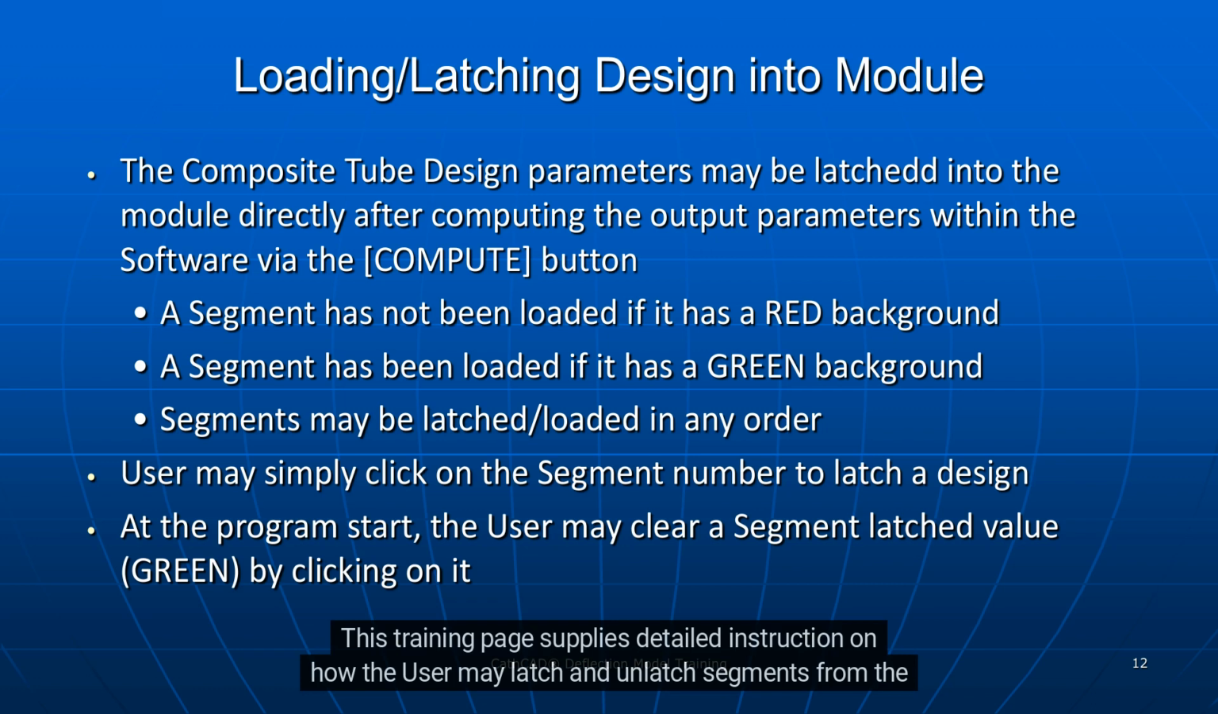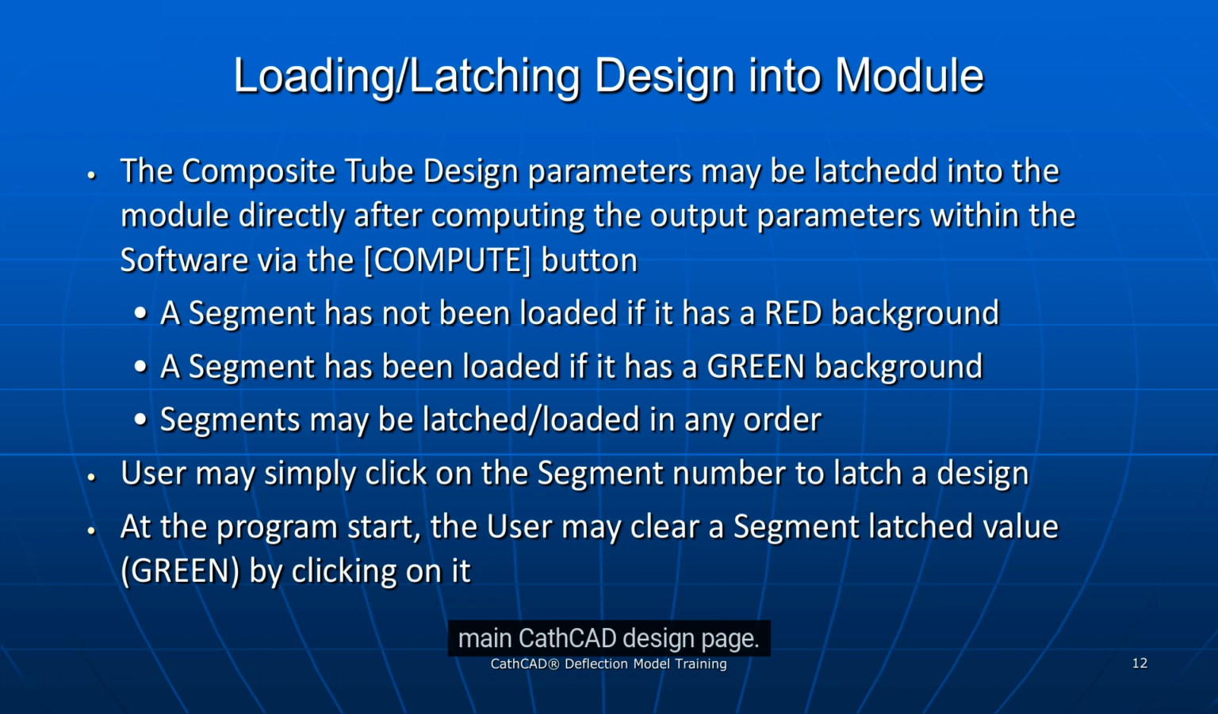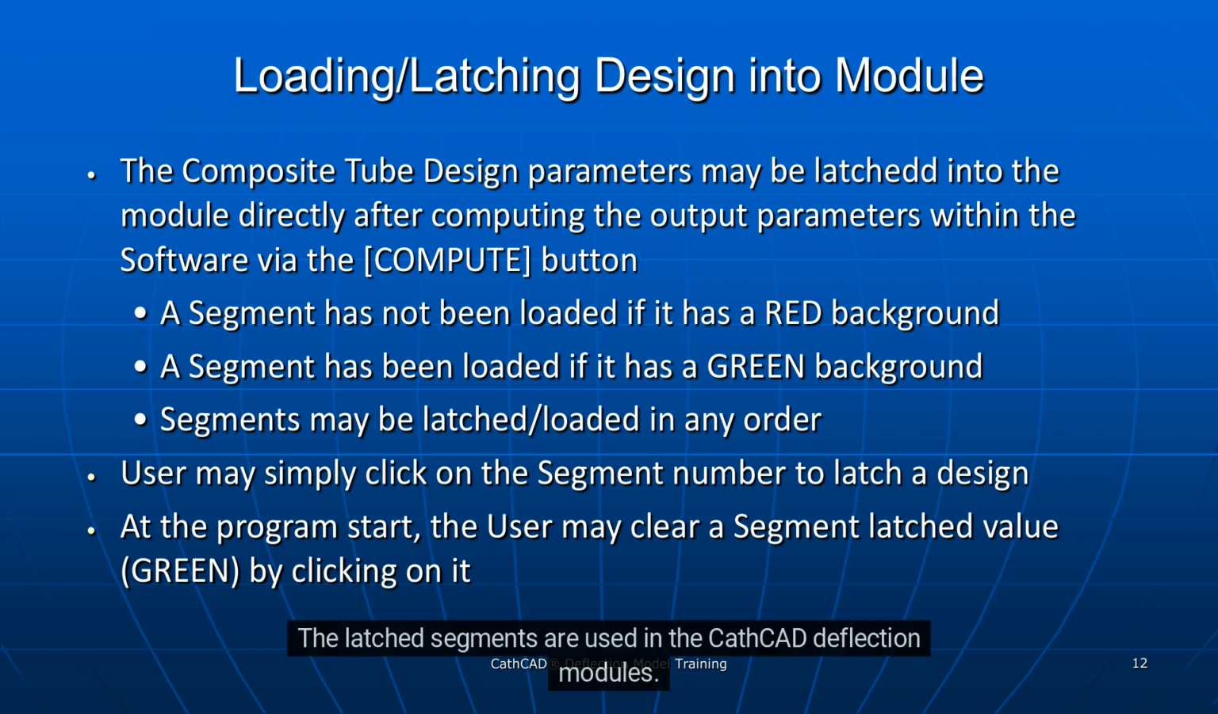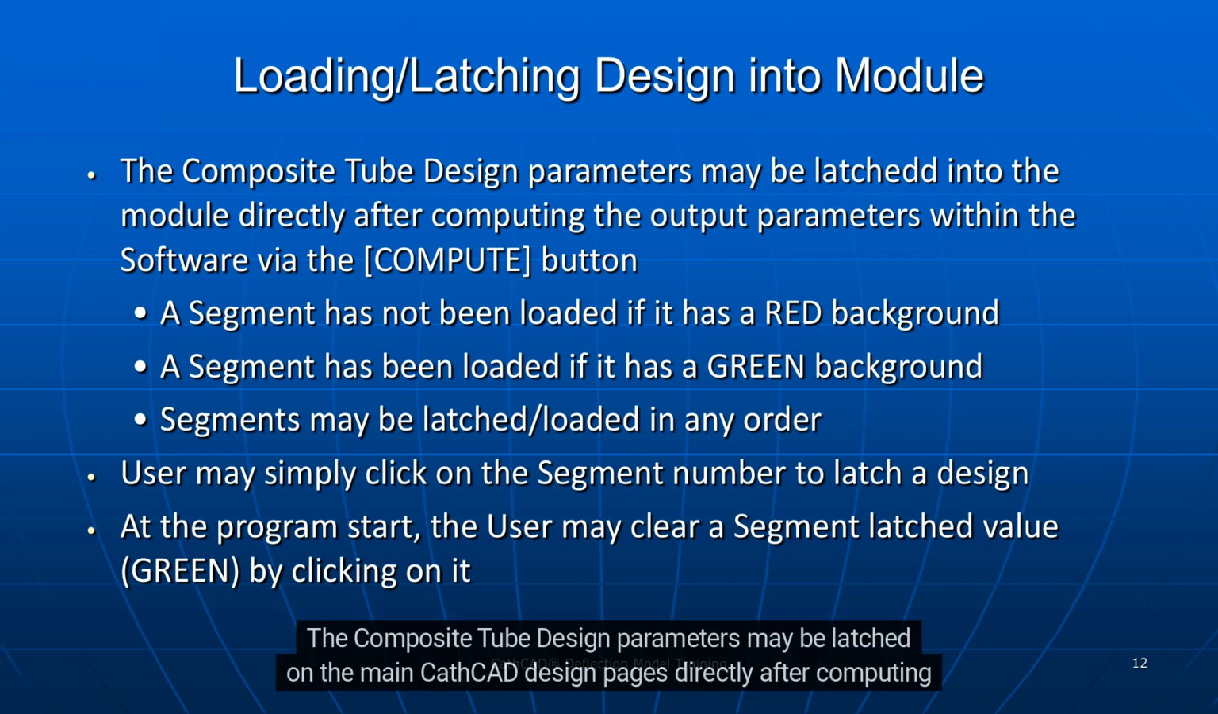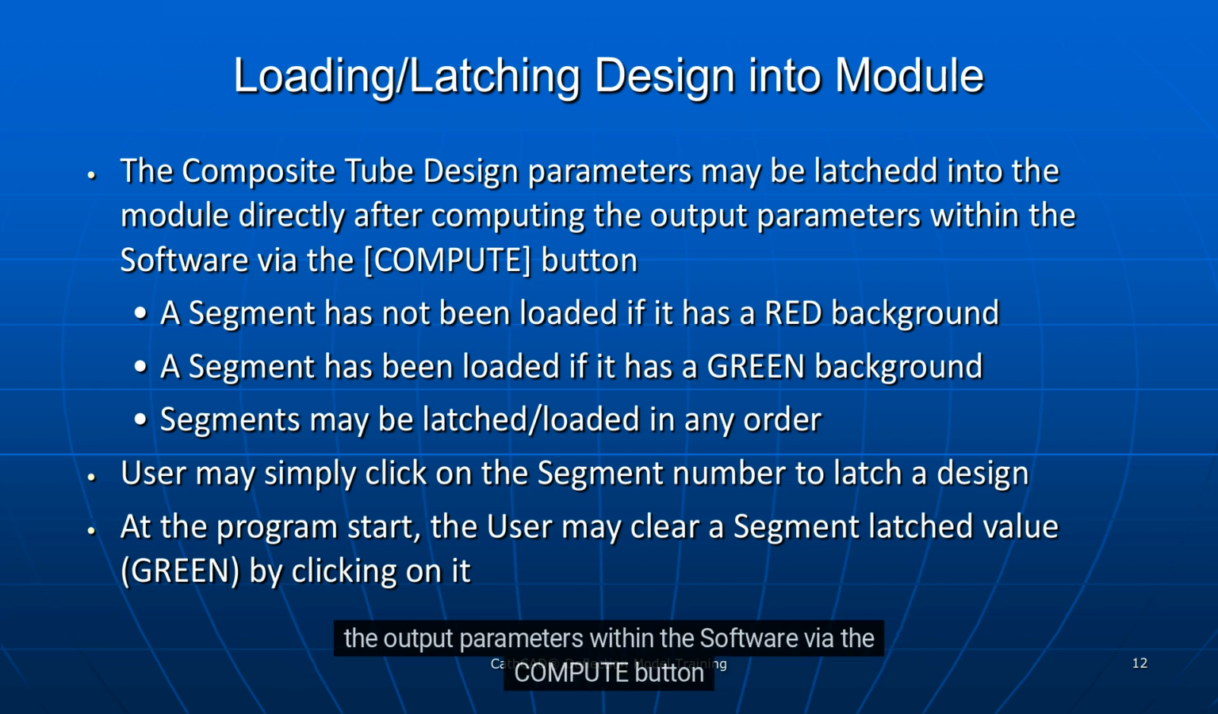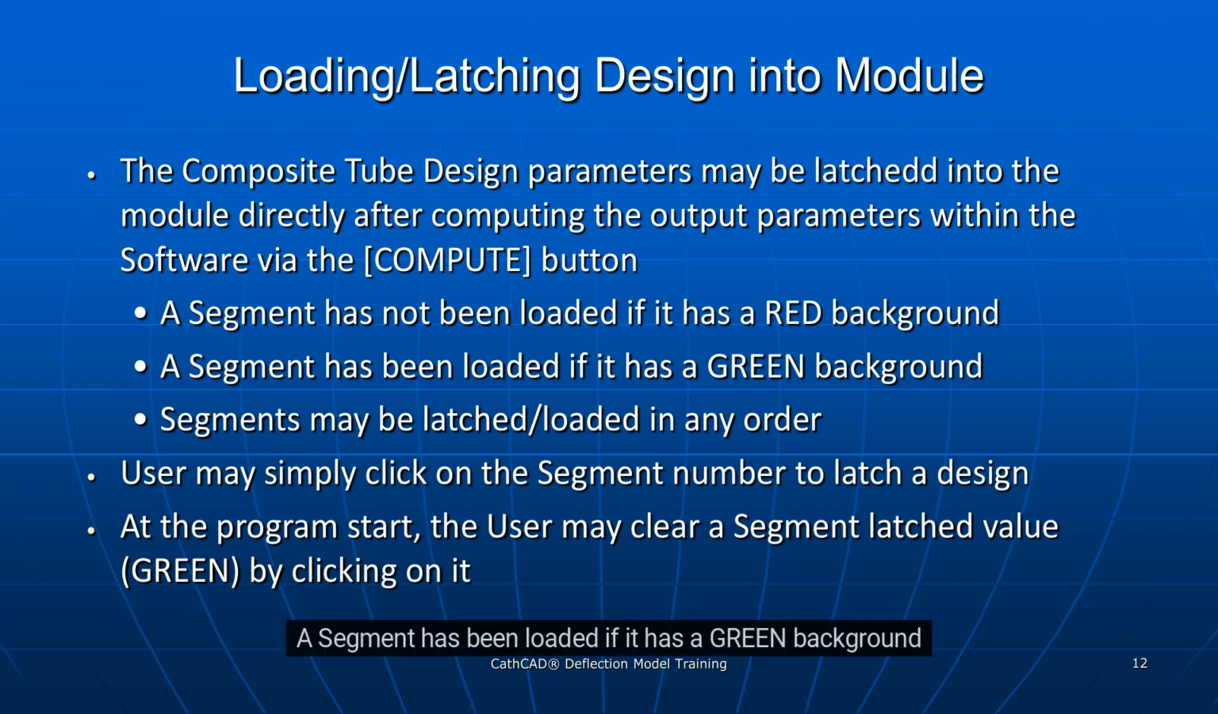This training page supplies detailed instruction on how the user may latch and unlatch segments from the main CathCAD design page. The latch segments are used in the CathCAD deflection modules. The composite tube design parameters may be latched on the main CathCAD design pages directly after computing the output parameters within the software via the Compute button. A segment has not been loaded if it has a red background. A segment has been loaded if it has a green background. Segments may be latched or loaded in any order. The user may simply click on the segment number to latch a design.